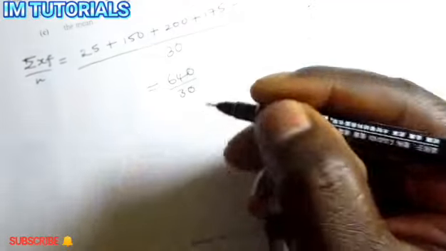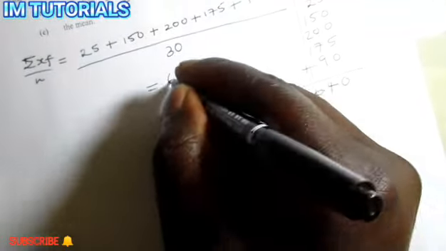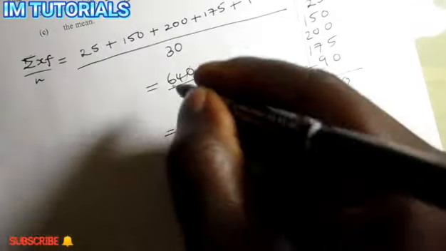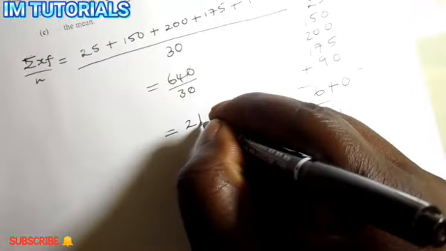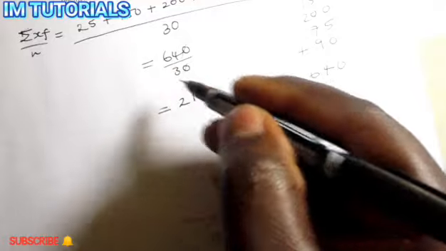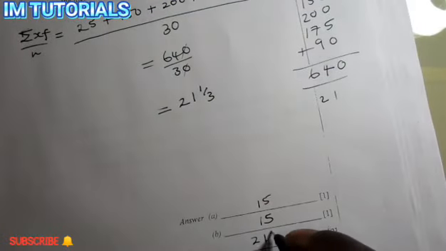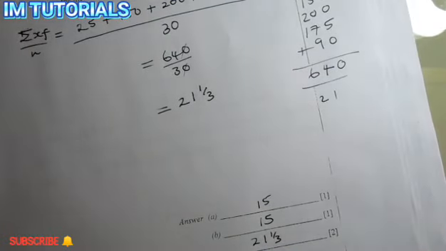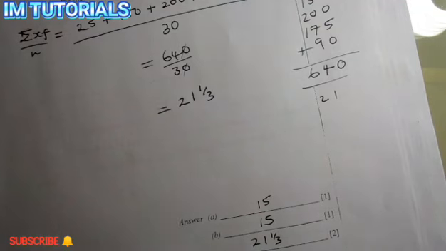0 and 0, they cancel out each other, right? So what is 3 into 6? 3 into 6 is 2. What is 3 into 4? 3 into 4 is 1, remainder 1 over 3. So your mean here is 21 and a third. I hope you are listening, class, right? Since 3 into 64 is 21, remainder 1 and a third. Then you are home and dry.